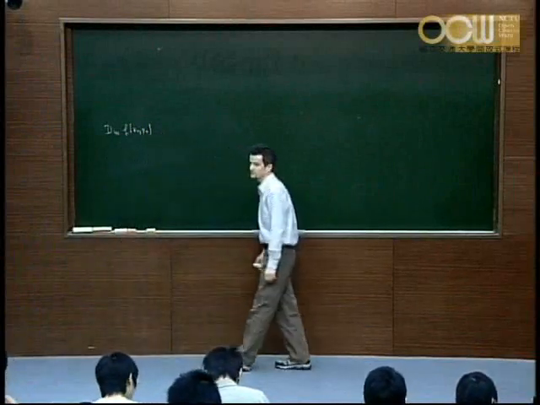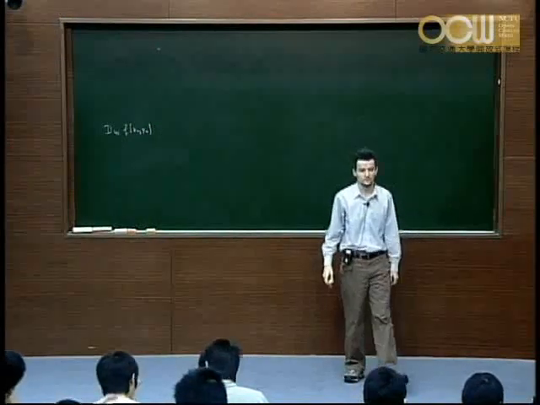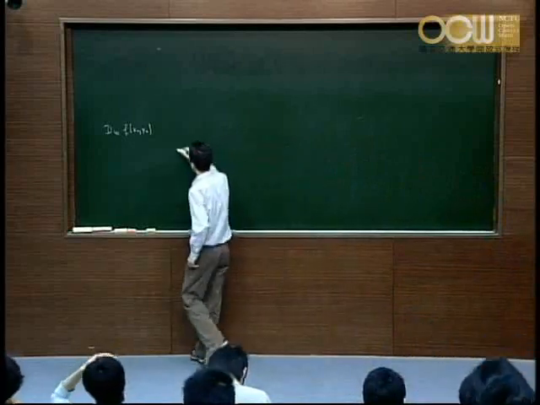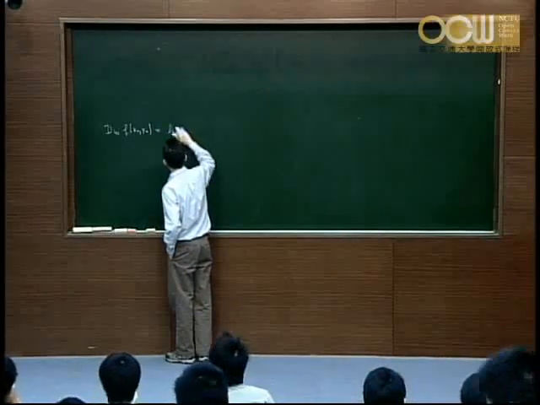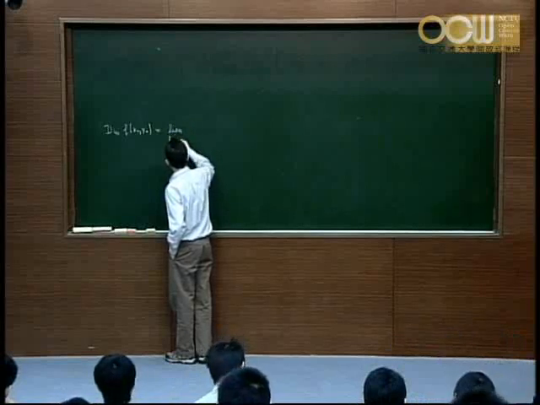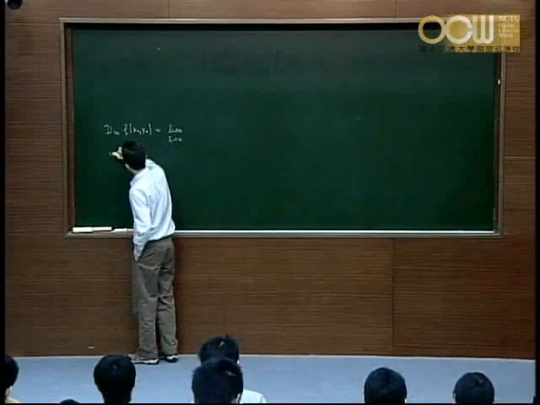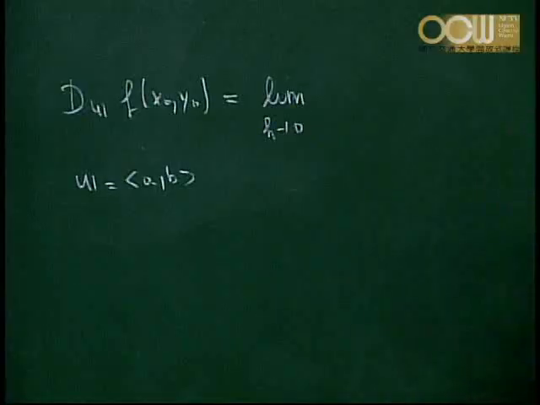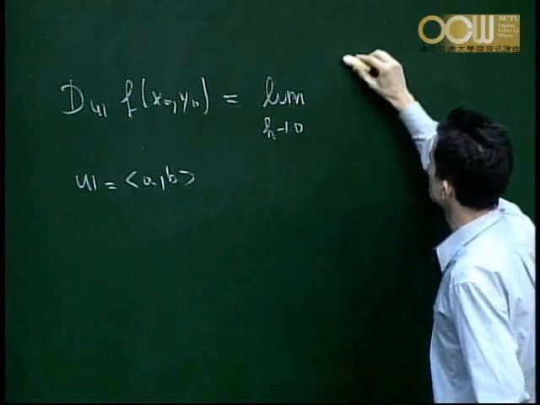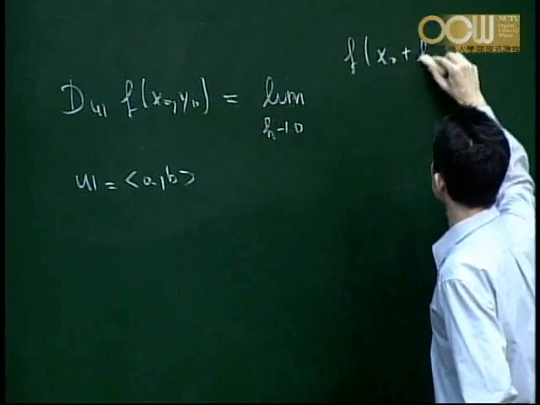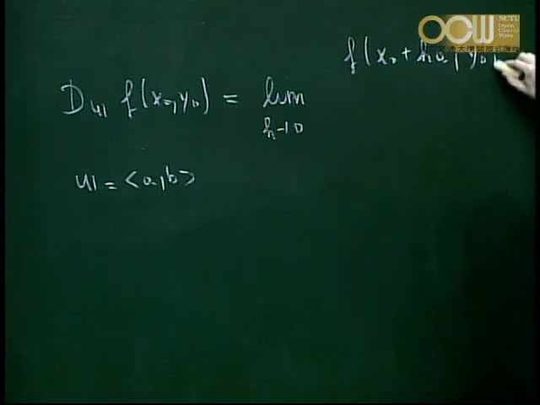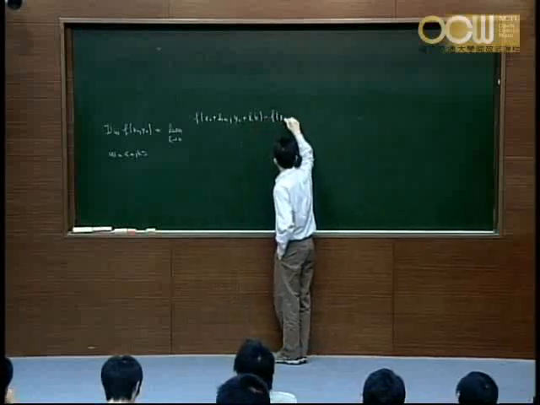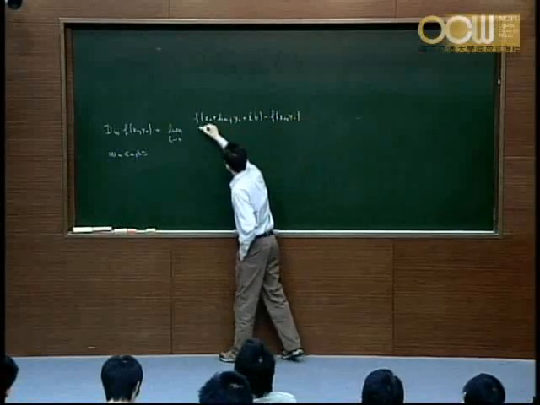So this is the symbol which our textbook is going to use in order to denote the directional derivative. Now, by definition, the definition which we saw last time, this is the limit as h tends to 0, where u is a unit vector which has coordinates a and b. By definition, this is the limit of f of x0 plus ha, y0 plus hb, minus f of x0, y0, over h.